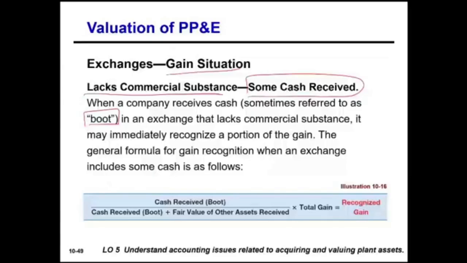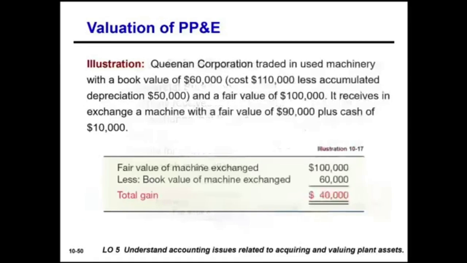So how do we figure out how much gain to recognize? We're going to take the cash received, which is called the boot, divided by the cash received plus the fair value of the other asset received, multiplied by the gain. So we want to know what portion of the transaction is cash. What portion of the transaction is cash? So let's take a look at an example, because that's the best way to learn this.